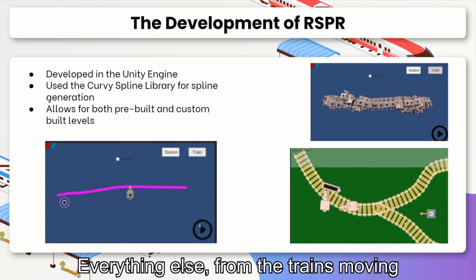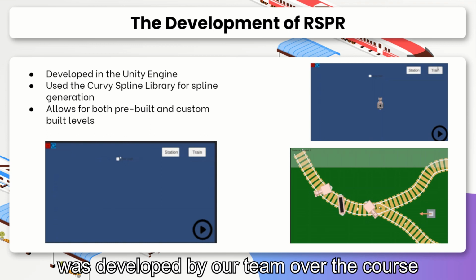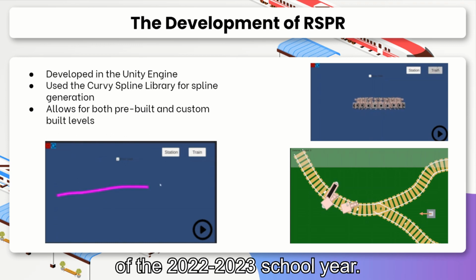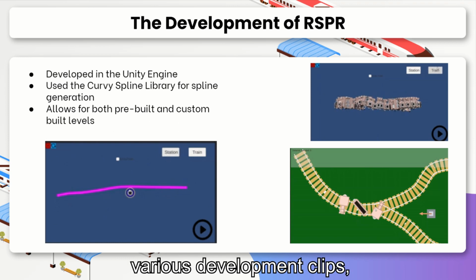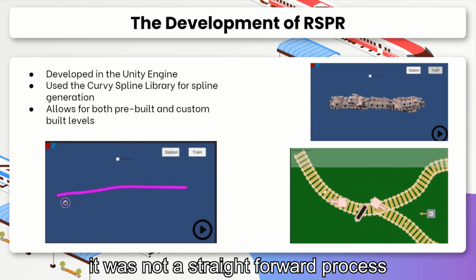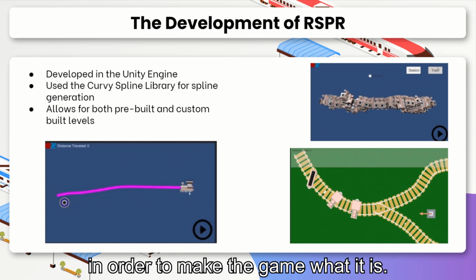Everything else, from the trains moving to the cars having different types of cargo, was developed by our team over the course of the 2022-2023 school year. As you can see from our various development clips, it was not a straightforward process, and there was a lot that we had to learn in order to make the game what it is.